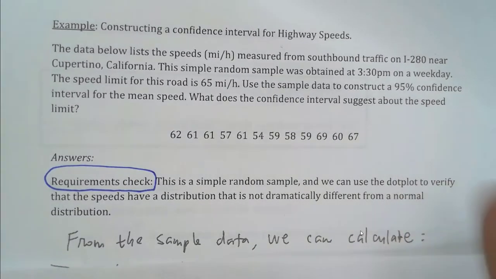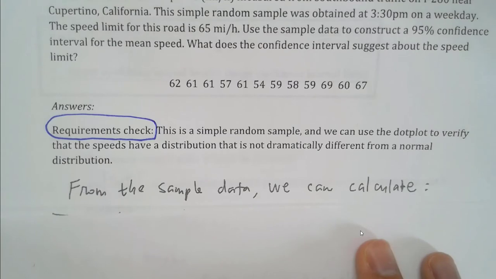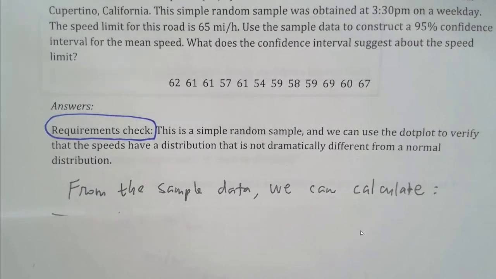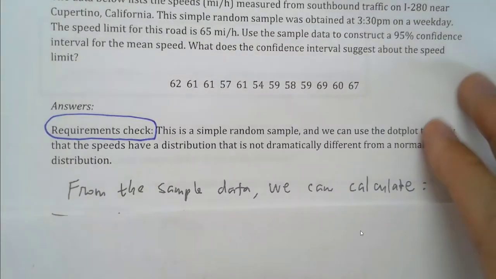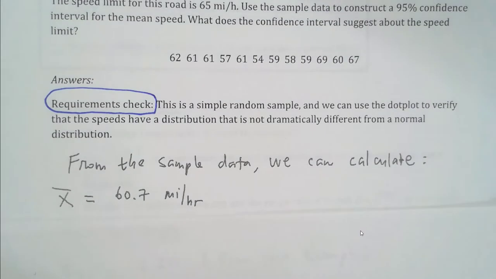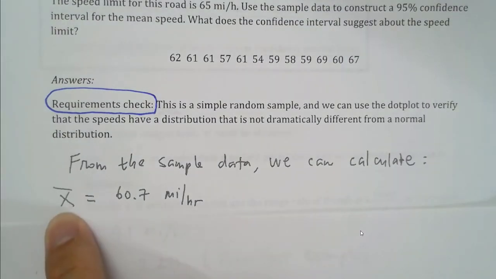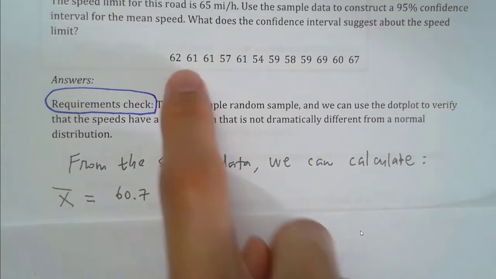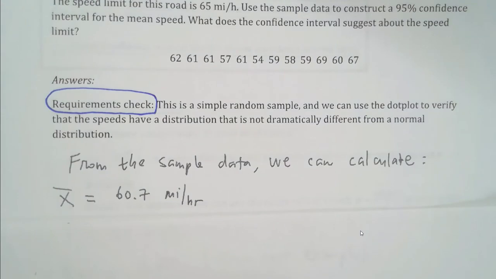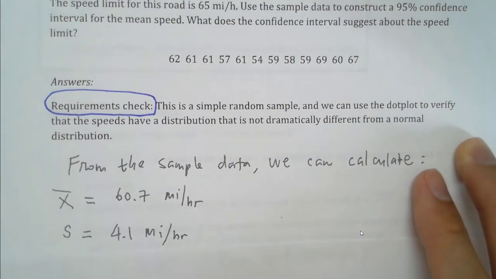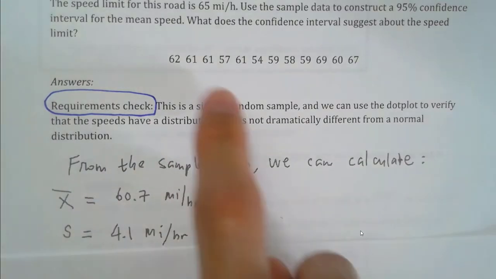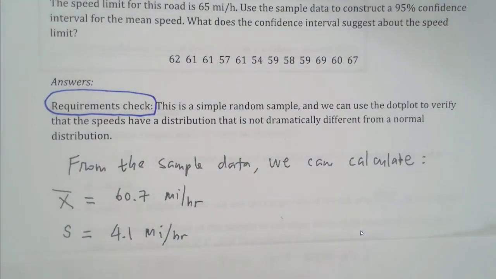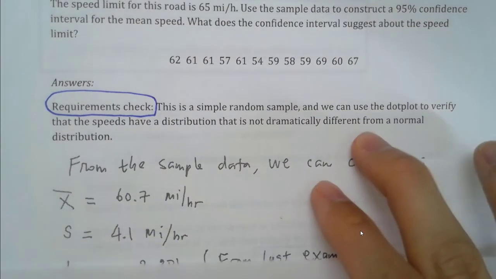So after we do the verification, we can then calculate X bar. This is the sample mean. So how do I find the mean of this value? I add all of them and I divide by 12. Standard deviation. Actually, I can use the TI-84 to find the sample mean and standard deviation to be these two values.